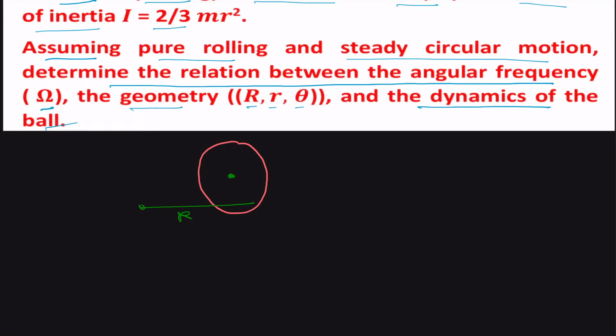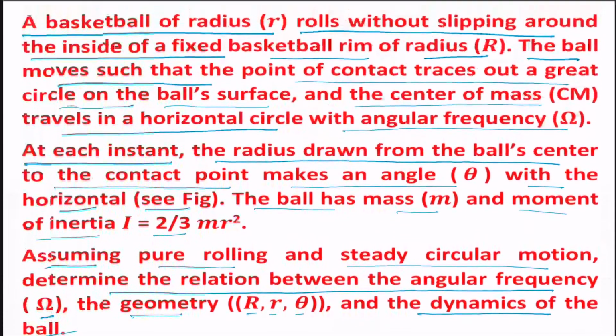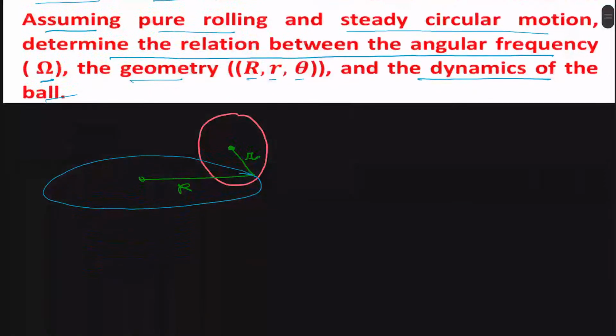So we were drawing a hoop, and that hoop was something like this, and this is small r, and the angle between the two is given as theta. The point of contact is making an angle of theta, so this is our angle theta. So this is the basic diagram, and we will discuss this basic diagram time and again.